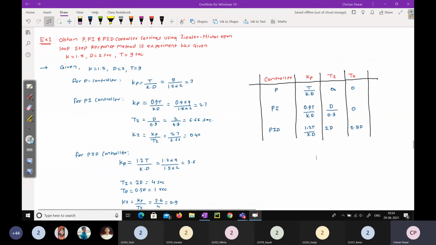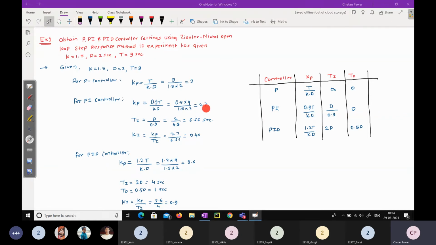So for the PI controller, what is the value of Kp? T upon K into D. T is given, K is given, and D is given. So 9 upon 1.5 into 2, that will be 3. Now for a PI controller, we need to do the settings. Kp will be 0.9 into T divided by K into D, so that will be 2.7.